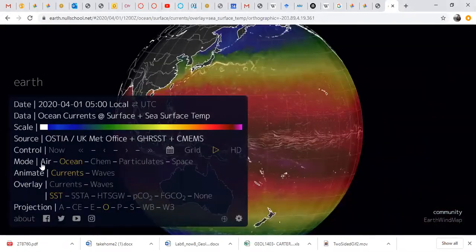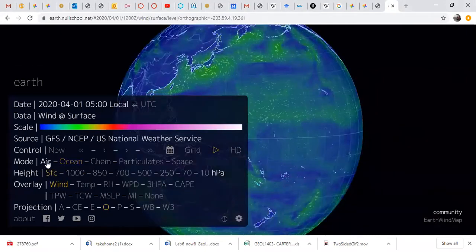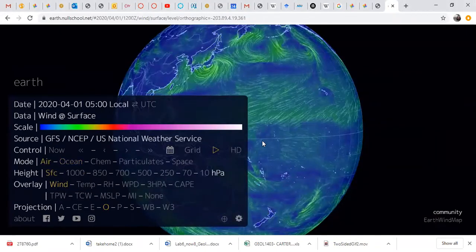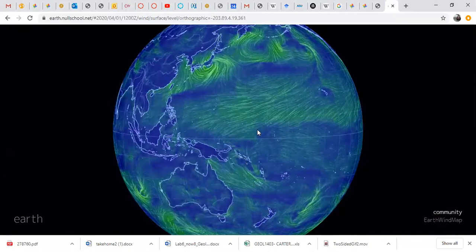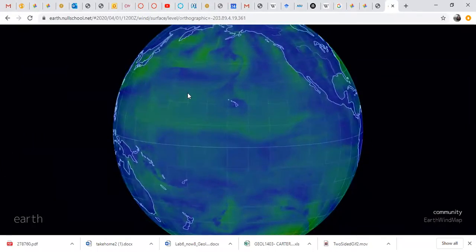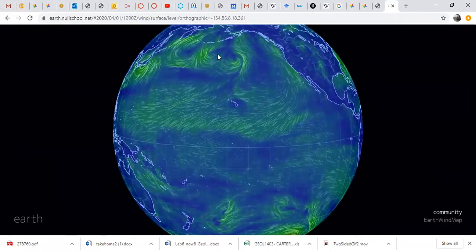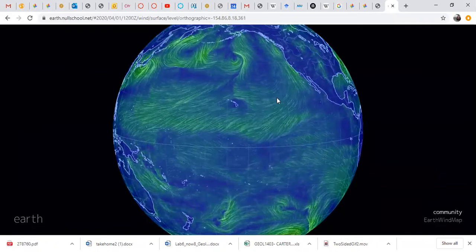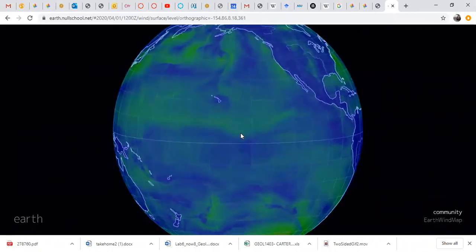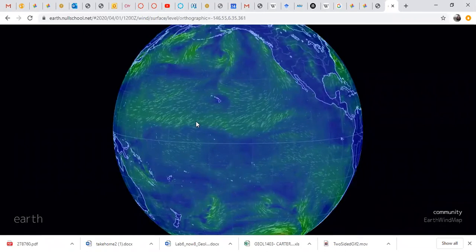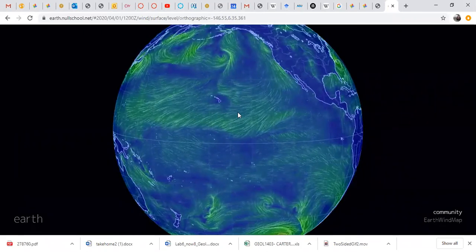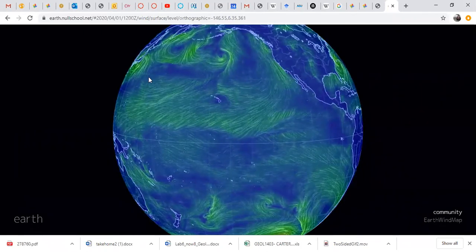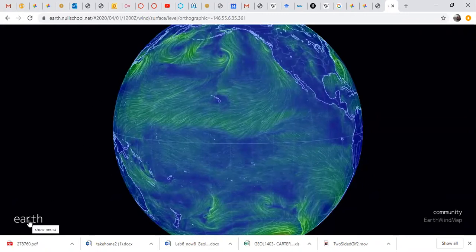I'm going to go back to air. Make sure that you're on air mode for the wind belts. And so, because of frontal boundaries, high pressure systems, low pressure systems, seasons, and all that, the wind belts might be a little bit trickier to spot. Can you at least spot where the trade winds are?